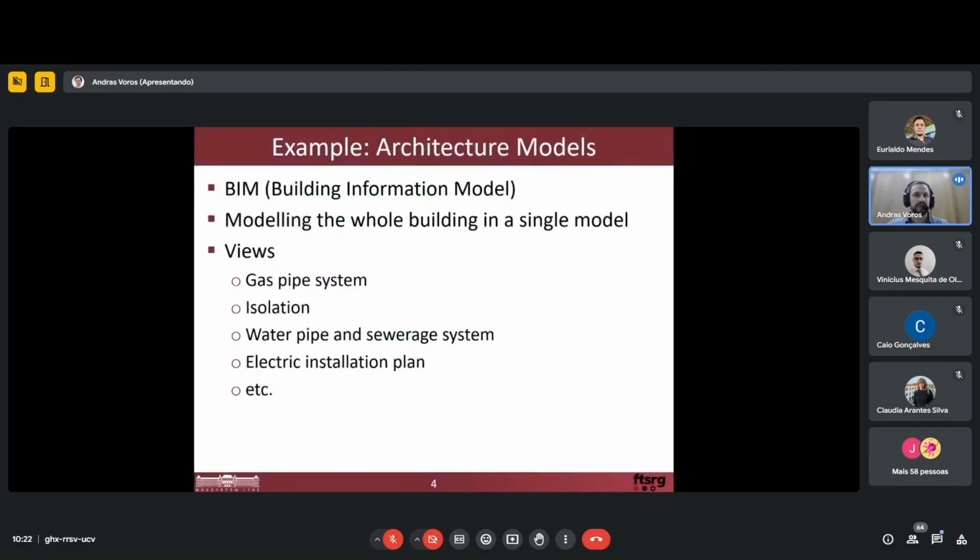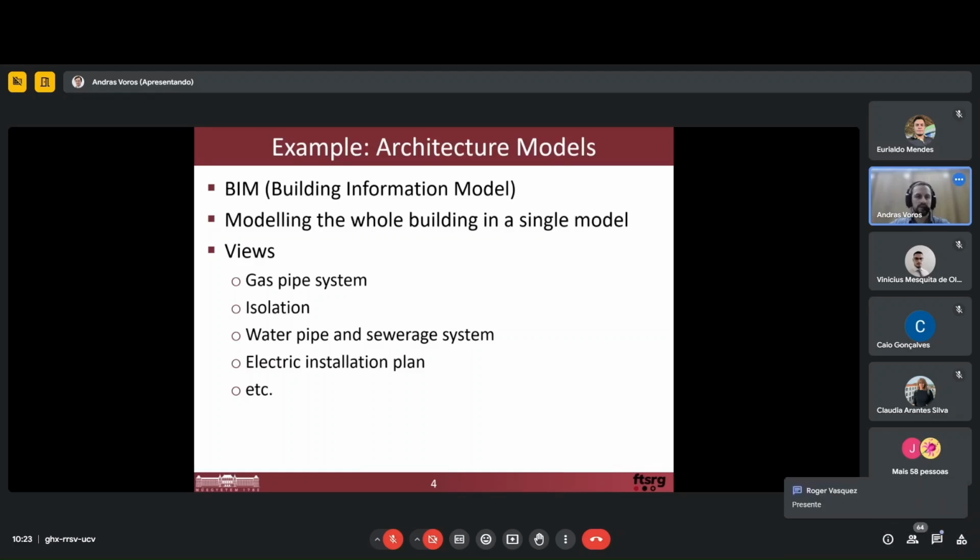from different domains. So I just bring the example from the architecture domain, where the building information model is quite often used now, and this is a new concept that you can use for modeling the whole building in a single model. And the most important thing is that if you construct such a model for the building, it is very good because you can have many different views of that building. And I will just show some of these views.